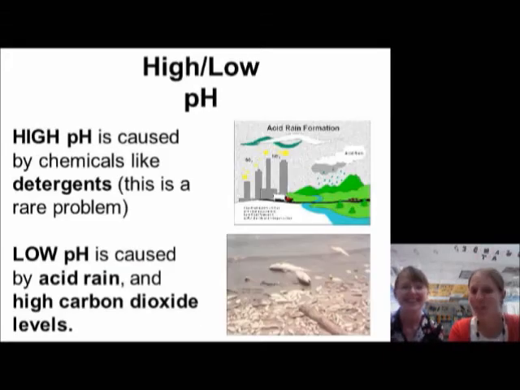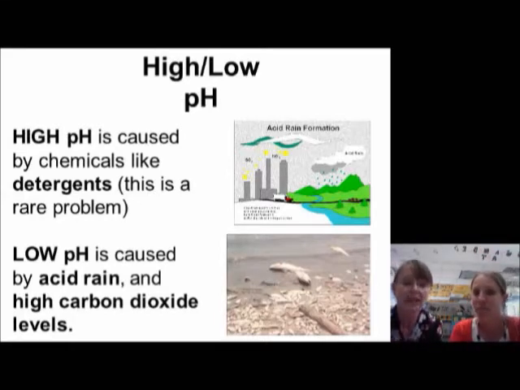Okay, so let's talk about some things that can either raise the pH to make it higher or lower the pH. So Ms. Sears just mentioned some chemicals like detergents, cleaning agents. If those somehow ended up in the water, like if we had a laundromat near the water or something, that could raise our pH and make it more basic or alkaline. But that's pretty rare. The bigger problem is getting lower pHs. So what are some things that cause that?